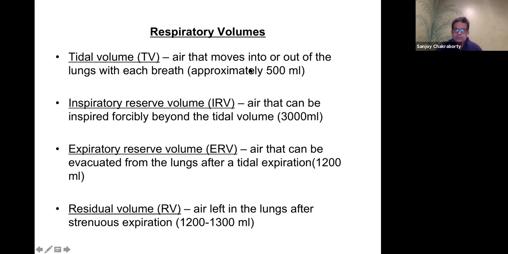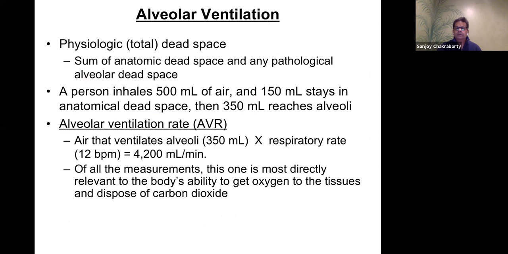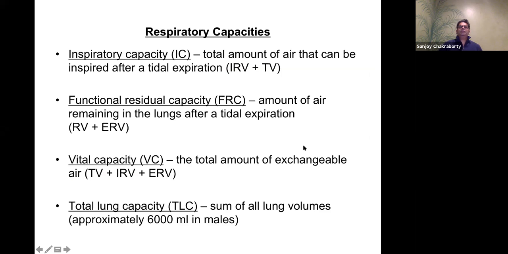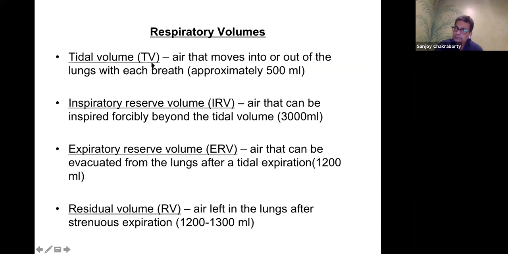Okay. Now, these are so-called volumes, and then we use the word capacity. Inspiratory capacity. So what does inspiratory capacity mean? The maximum amount of air one can inspire. That is your capacity. So remember, you're inspiring two things. One is normal, that is tidal volume, which you're doing all the time. And again, remember, if you want to, you can take more.